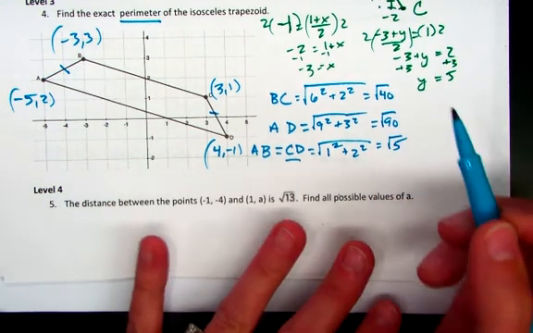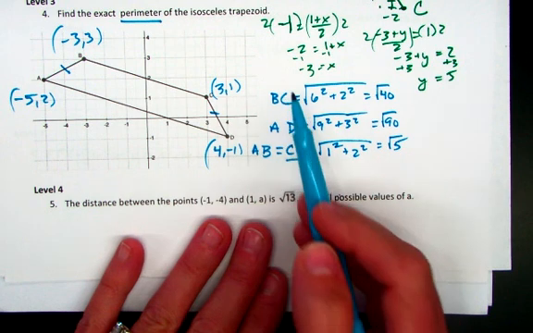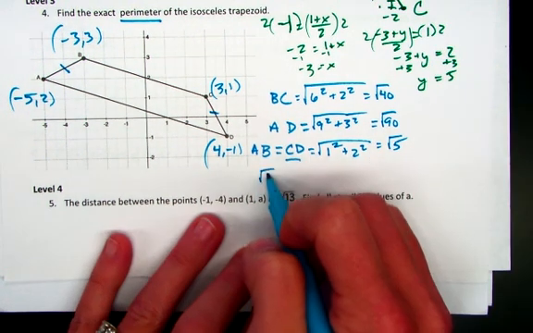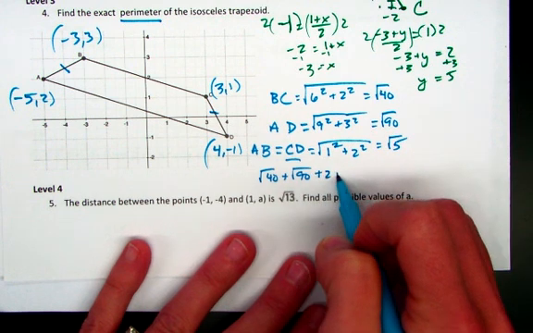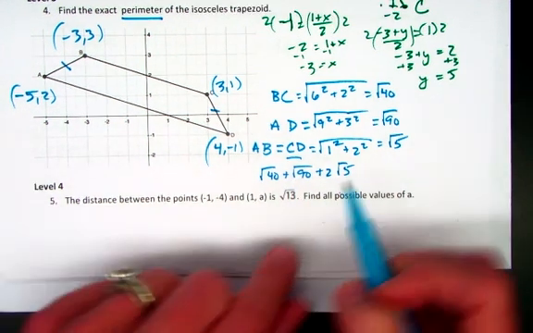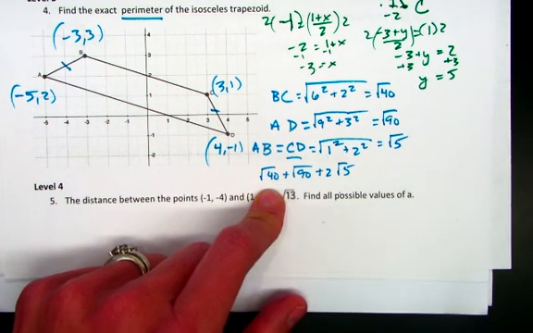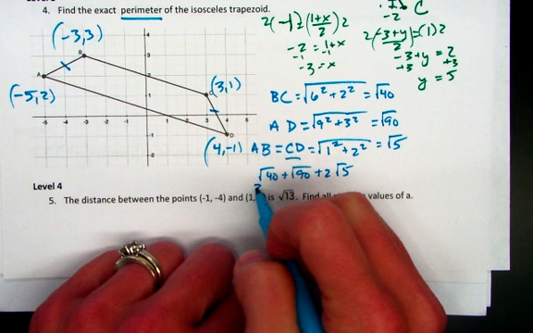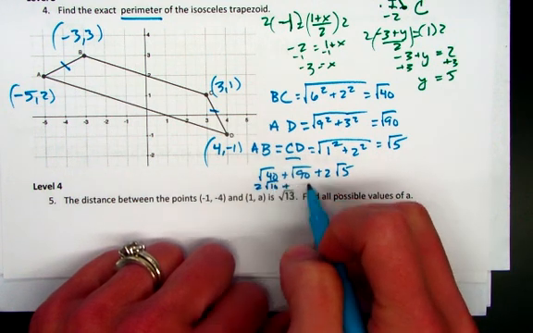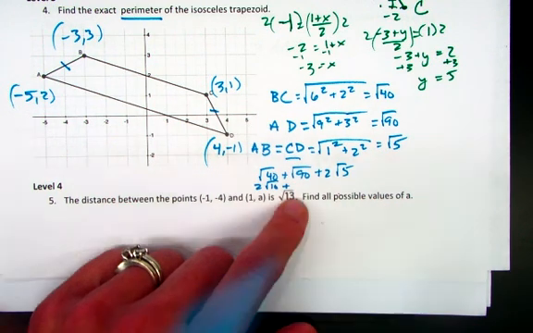So the perimeter is going to be the sum of all 4 segments. So I have to add all 4. That's going to be root 40 plus root 90 plus 2 root 5. Okay? So let's go ahead and simplify. Root 40 is 4 times 10, so that's going to be 2 root 10. 90 is what? 3 times 30.